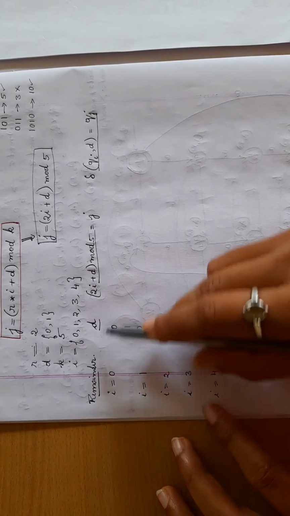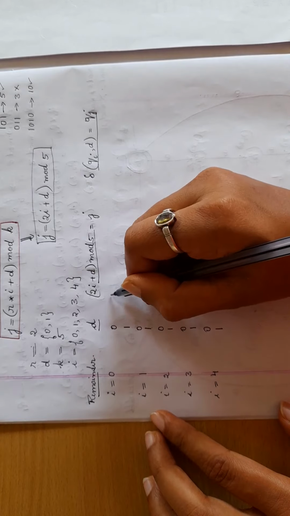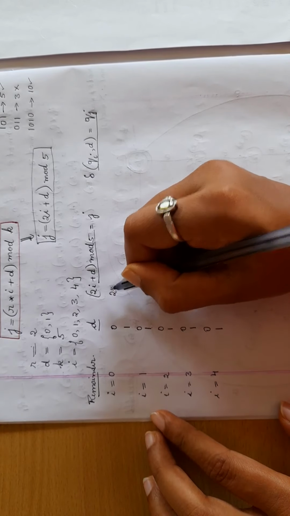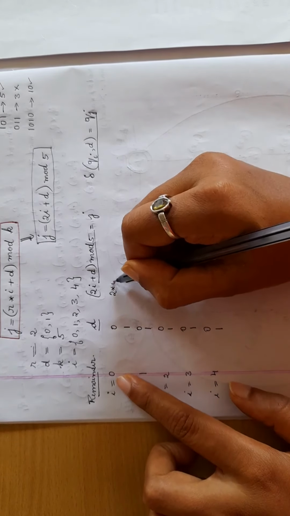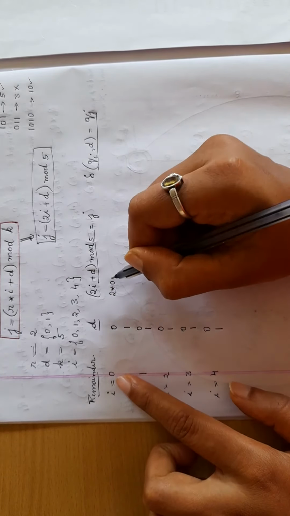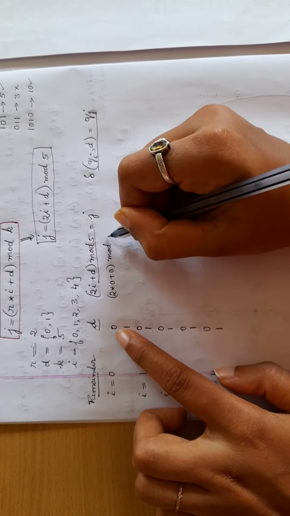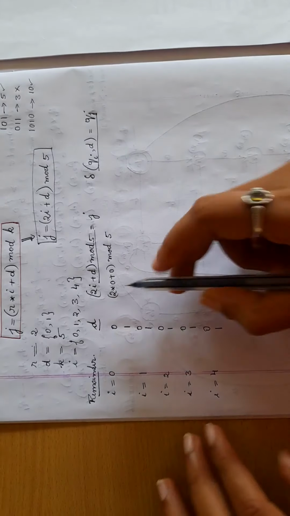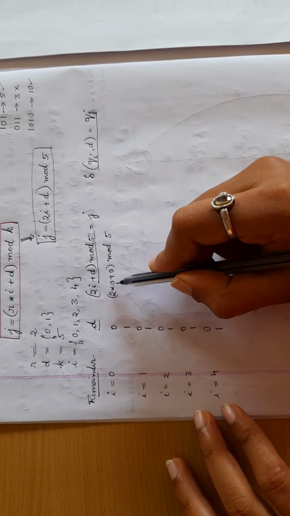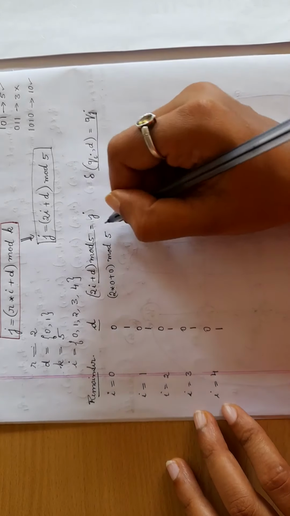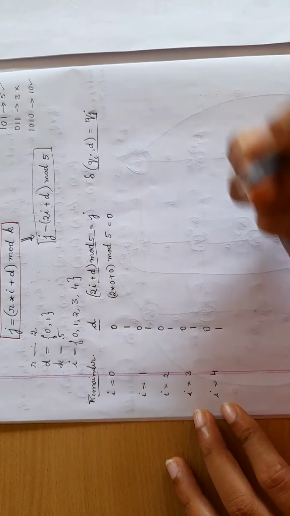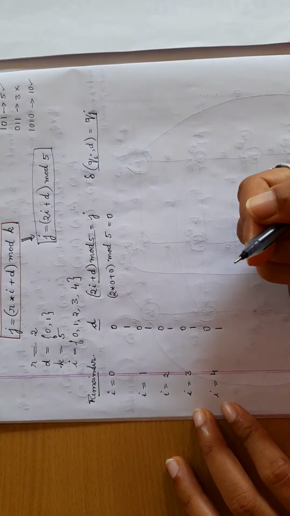Okay, so first I'll write the first one: 2 multiplied by the value of I, which is 0, plus the value of D, which is 0, mod 5. 2 into 0 is 0, 0 plus 0 is 0, and 0 mod 5 is 0.